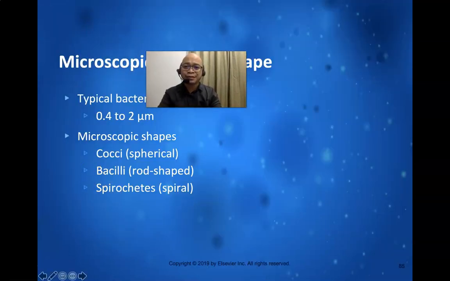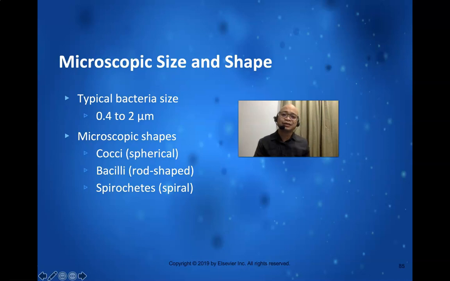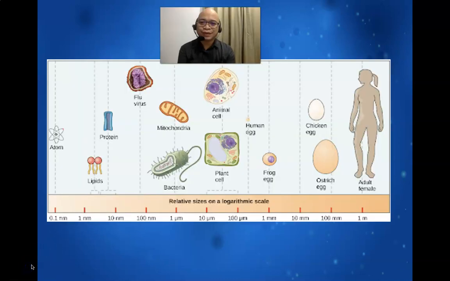So bacterial morphology, when you say morphology, we are actually pertaining to the size and shape of the microorganism. Now, a typical bacteria would measure between 0.4 to 2 microns. If we're going to relatively compare the size of the bacterial cell on a logarithmic scale, the bacterial cell is almost the same size as the mitochondrion.